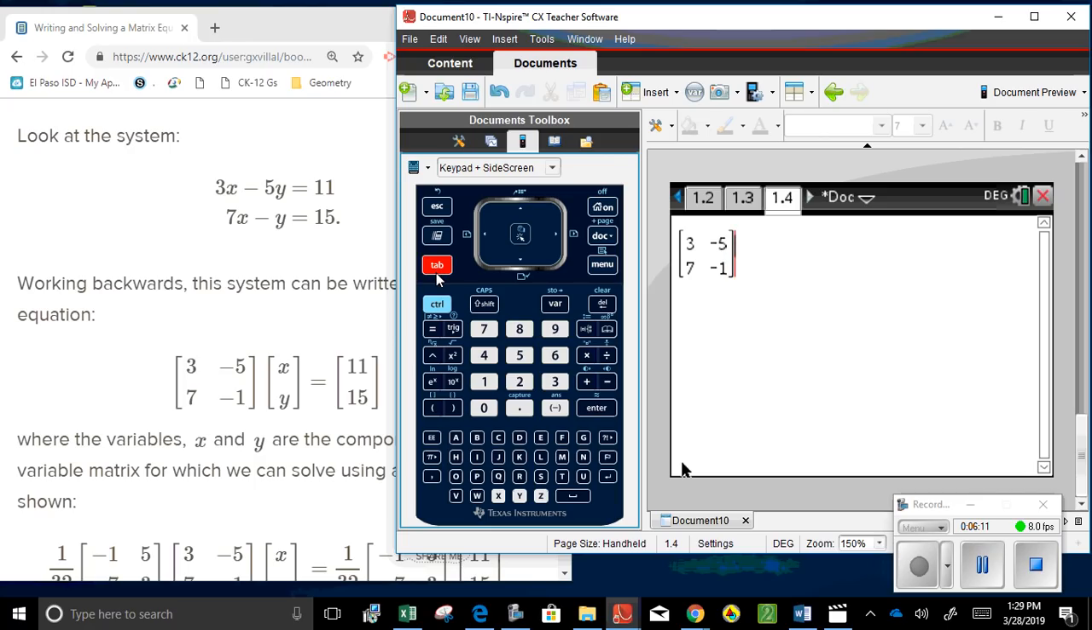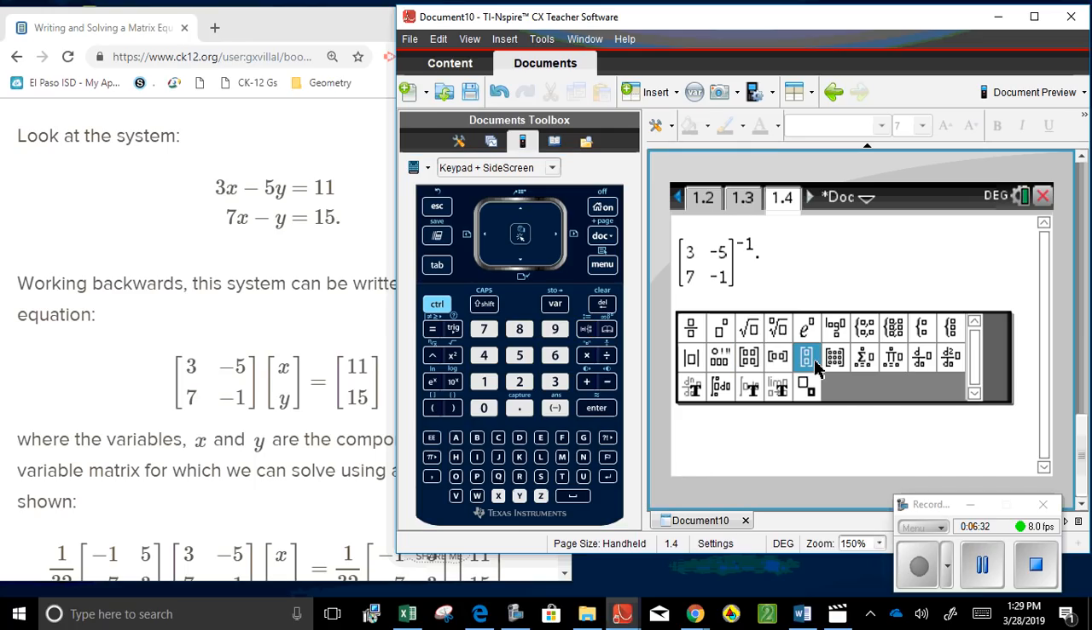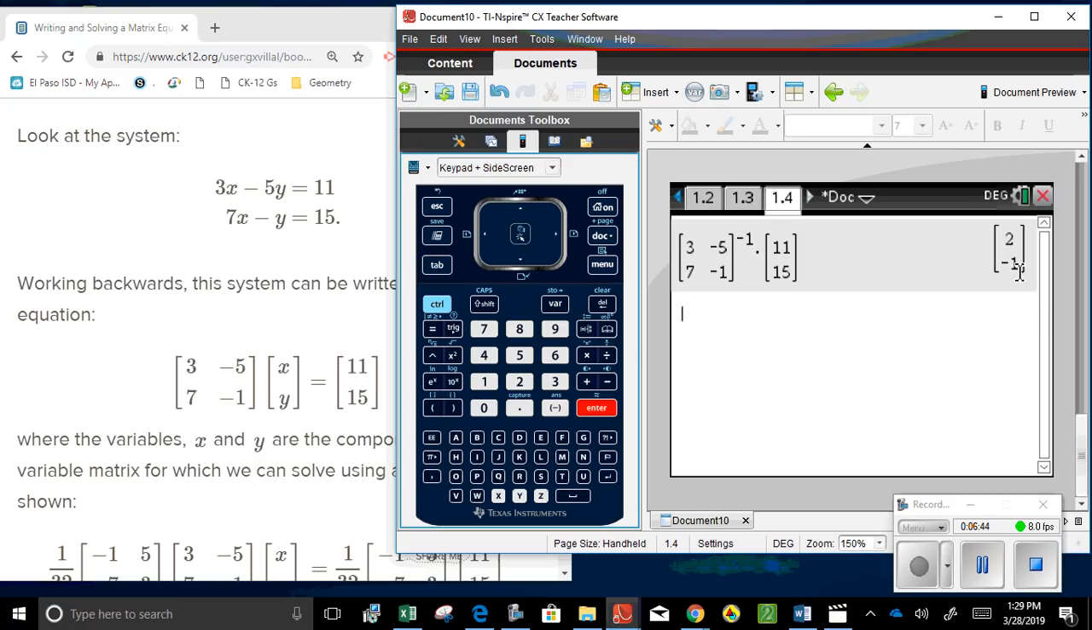I have to find the inverse of the matrix. Find the shift key, the power key, power to negative 1, tab. Okay, you can press times or not. It'll do it by itself. And click on the matrix thing. I need 2 by 1, which is this one right here. Click it, press enter. The two numbers are 11 and 15. 11, tab, 15, tab, enter. The answer is 2, negative 1.